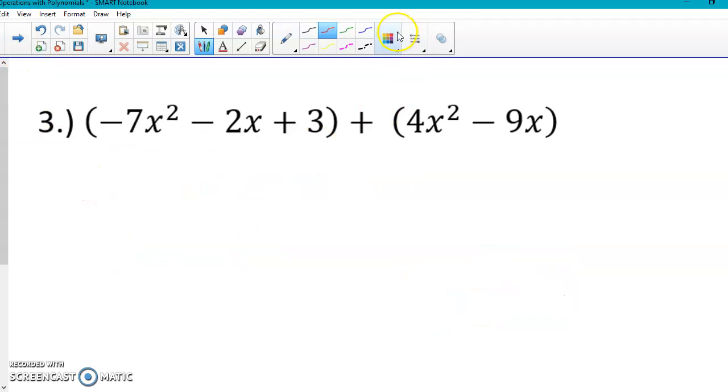Okay, all right, so number 3, again, we are still adding. You see your plus sign in the middle, so still adding. All right, so first parentheses, there is an invisible 1 in front of this first parentheses, which means if I multiply by 1, nothing changes. So everything in this first parentheses stays exactly the same.